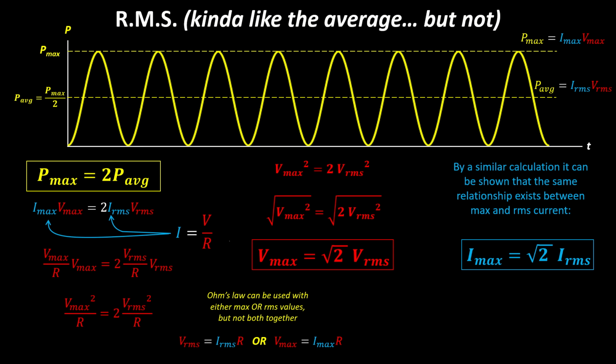And just for clarity, if you're doing assessments and questions and stuff like that, the rule of thumb is generally that unless it clearly states otherwise, all voltages and currents in AC circuits are RMS values. So if it just says voltage, assume that means RMS, unless it says something like the peak voltage or the maximum voltage or something like that.